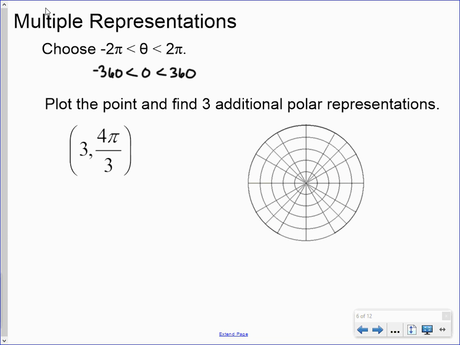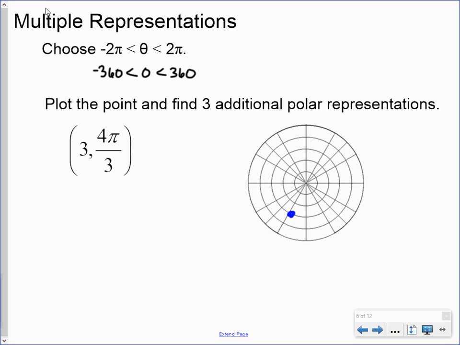So I'm just going to go ahead and graph (3, 4π/3). I'm on the circle, third circle out from the pole. 4π/3 is in the third quadrant. So 1, 2, 3, right about here. There's my point.